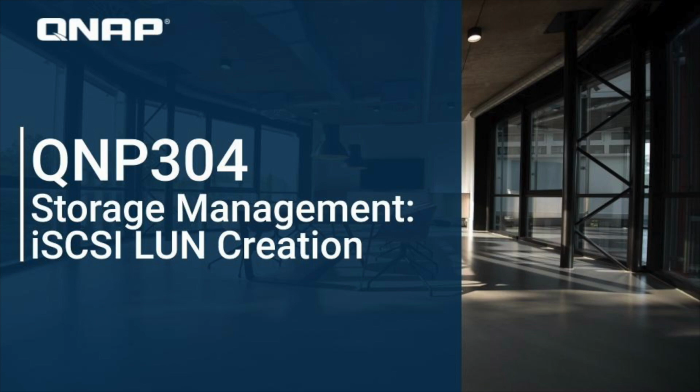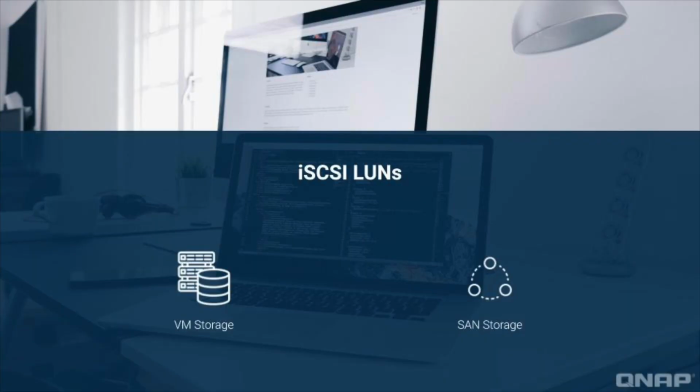iSCSI LUNs are a useful option for expanding the storage capacity for your servers and devices by taking an allotted amount of storage from your NAS and making it available on those connecting devices as if the NAS storage was local storage. The LUN is essentially a volume on the storage pool dedicated for this type of storage sharing and is connected via the iSCSI protocol, which is a protocol that runs over a TCP connection.